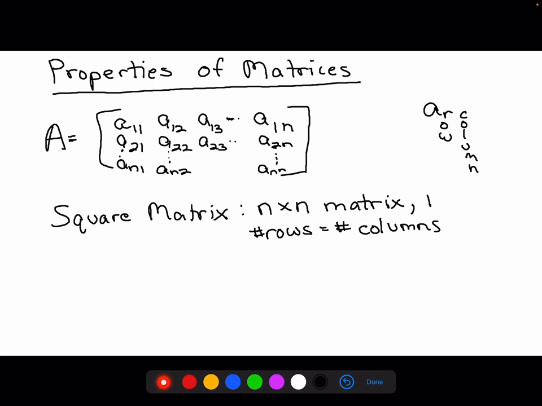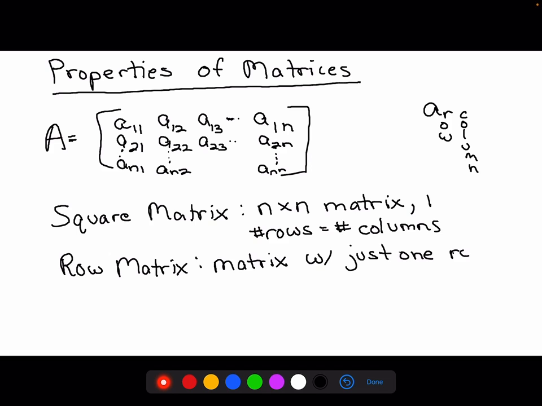A row matrix is a matrix with just one row. And then with that in mind, you can probably guess what a column matrix is. I'll give you 3 guesses, and the first 2 don't count. So a column matrix is a matrix with just one column.